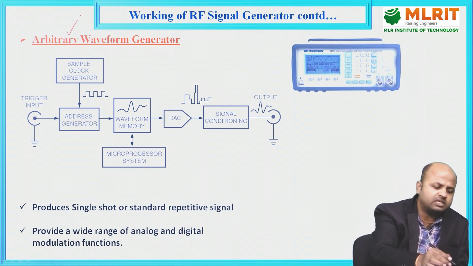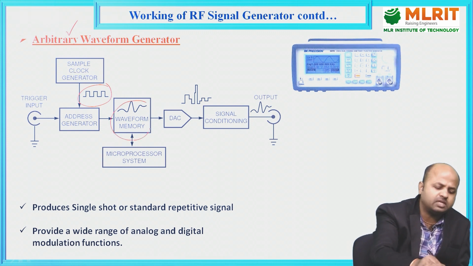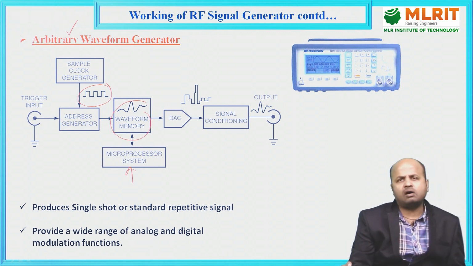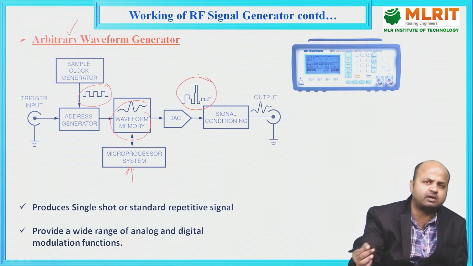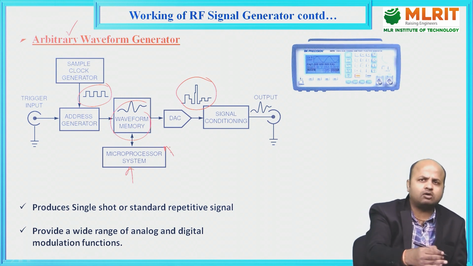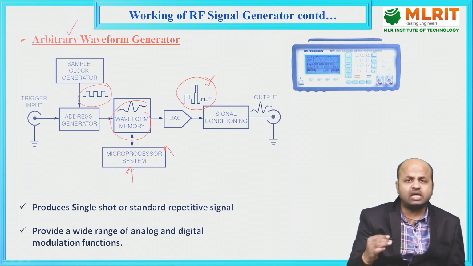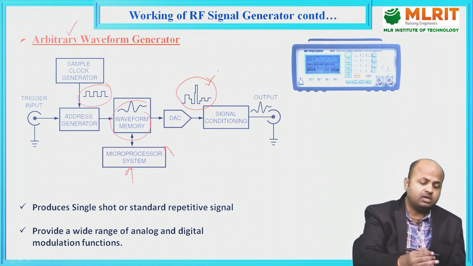So here we can see that there is a clock and a waveform. We have to do some programming for what kind of signal we want. Suppose we want this type of random or arbitrary signal. Accordingly we have to give microprocessor commands or do programming to generate this type of signal. This type of arbitrary waveform generator is widely used in the telecommunication system.